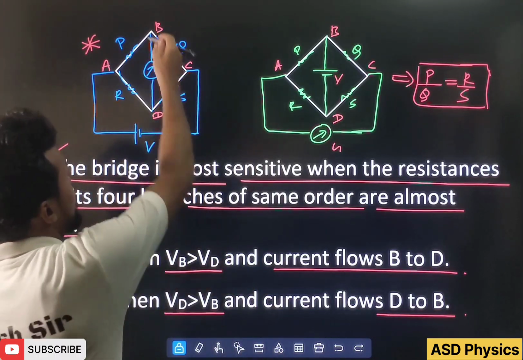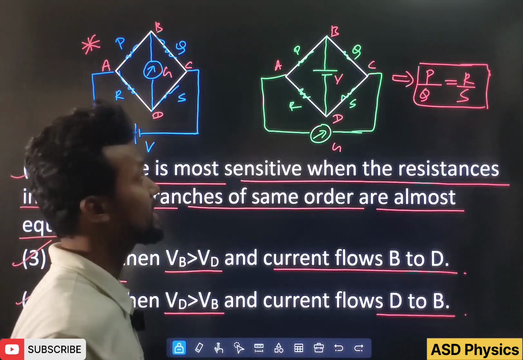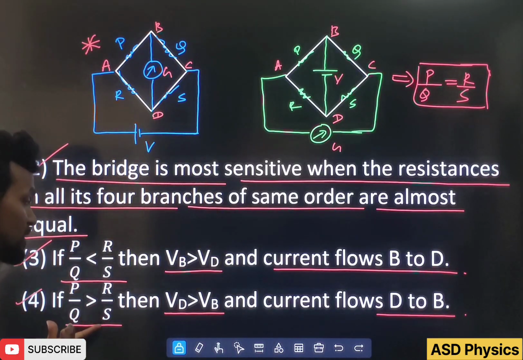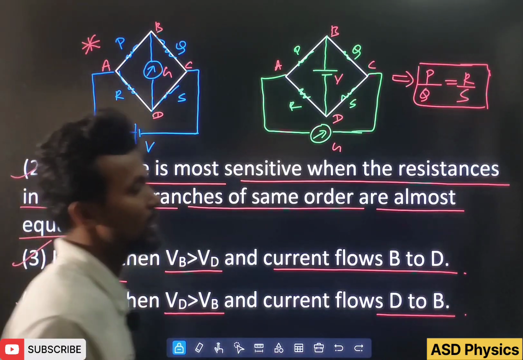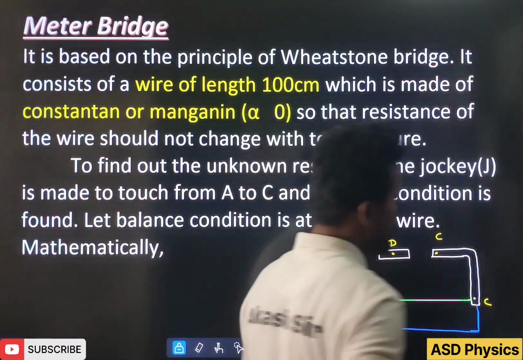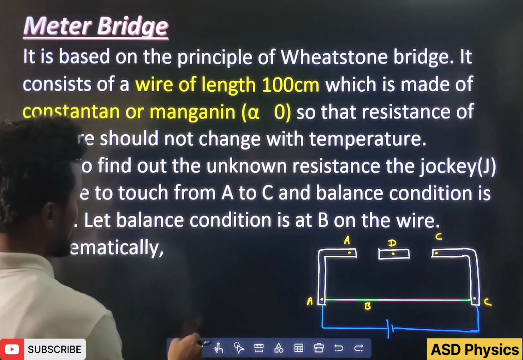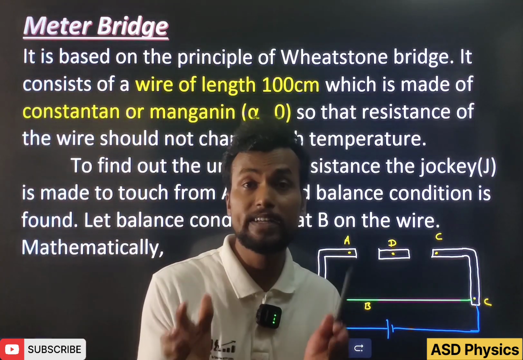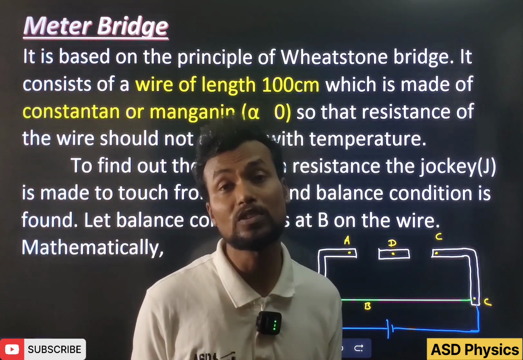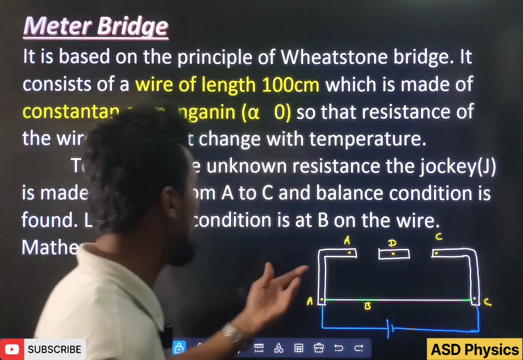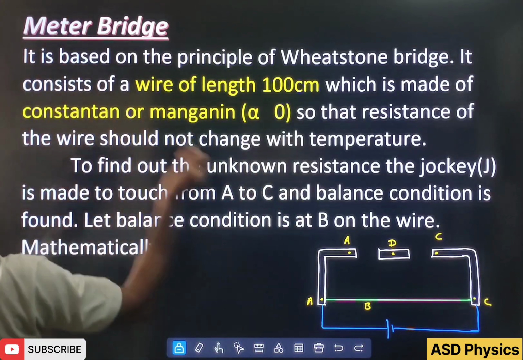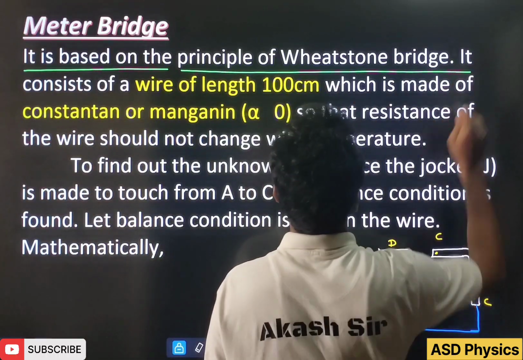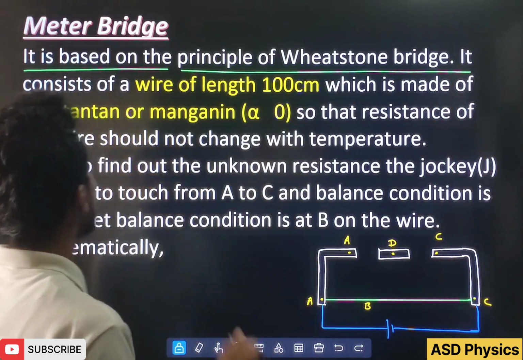So in the first case, current flows from point B to point D, and in the second case, from point D to point B, depending upon these situations. Now students, see here the meter bridge, very important, because as we have told, the Wheatstone bridge is used to find the unknown resistance. So see how this meter bridge is used in a lab. It is based on the principle of the Wheatstone bridge.